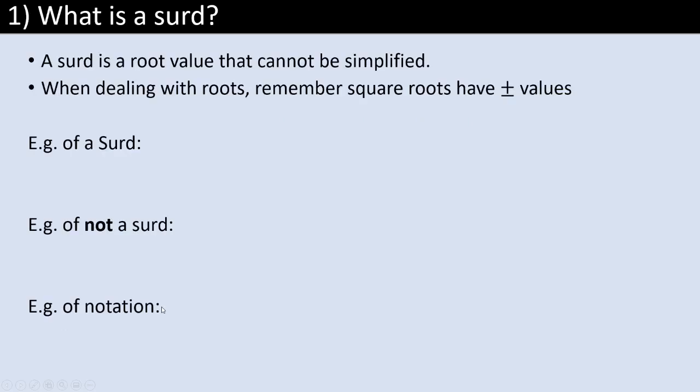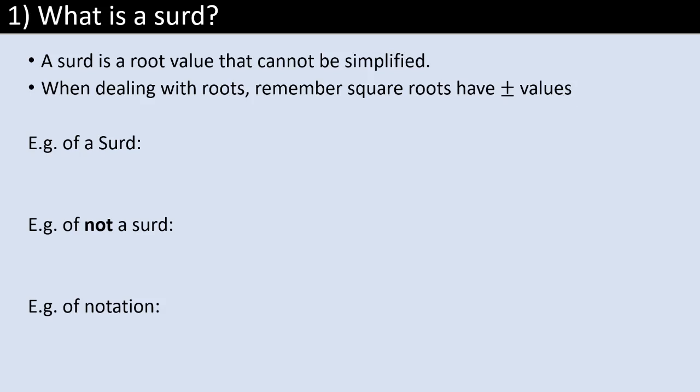Let's go. So first things first, what actually is a surd? Well, as it says on screen, a surd is a root value that cannot be simplified. When dealing with roots, we've got to remember that if we're evaluating something, if we're working out what something actually equals, a square root should have a plus or minus value. So let's have a look at a surd or two.